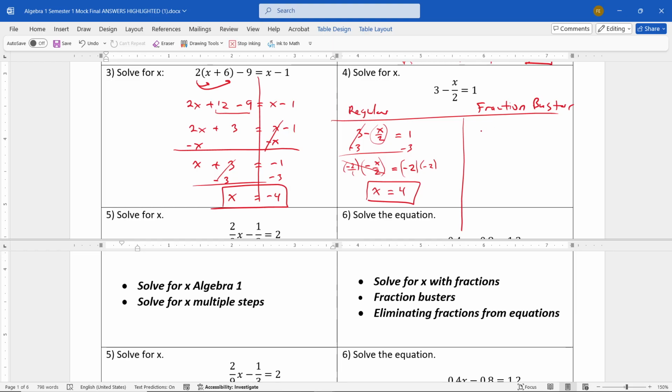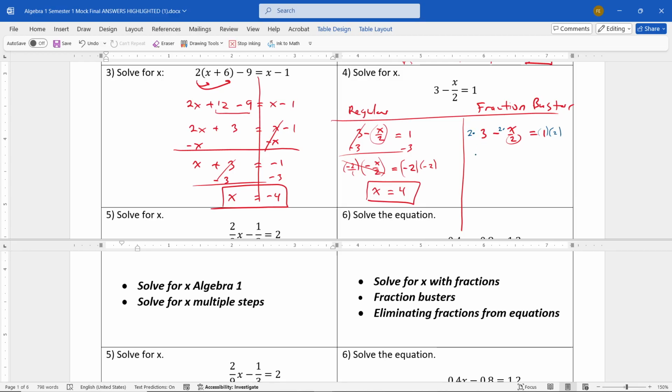Okay, fraction busters is the technique of eliminating fractions as your first step. And so in this case, the only fraction is a half, so you want a number that 2 will go into. So you can multiply both sides by 4, by 6, by 2. Any of those choices would work. I'm going to choose to multiply this equation all by 2. So 2 times this guy, 2 times that guy, and then 2 times that guy. So I multiplied everything by 2, but you could also multiply by 4 or by 6. Any number that 2 goes into will work. So for me, I chose 2.